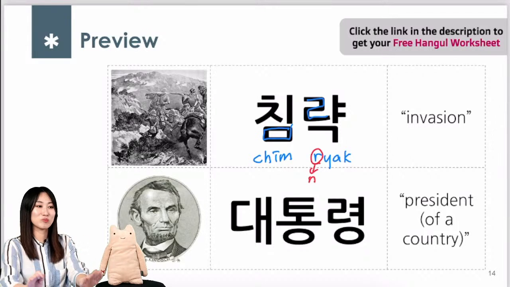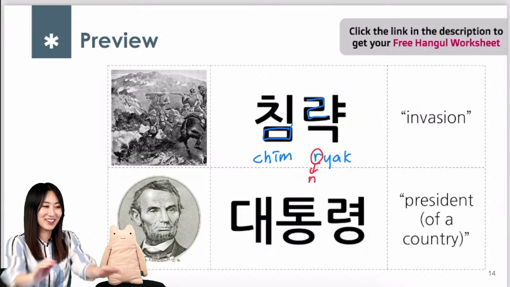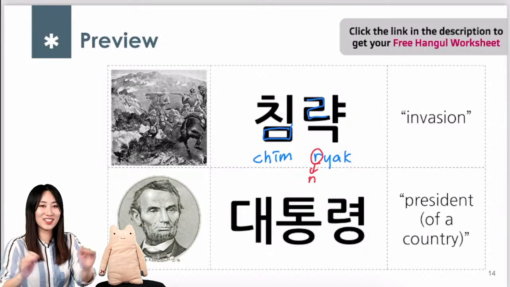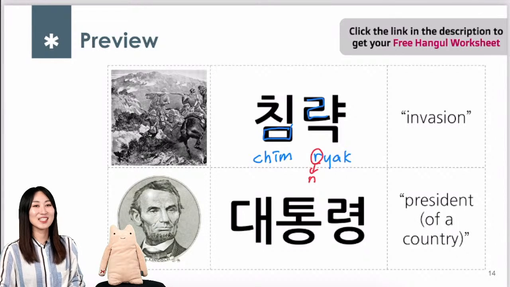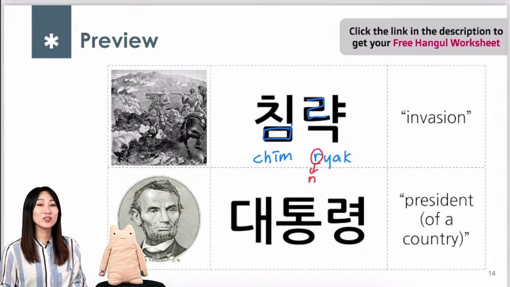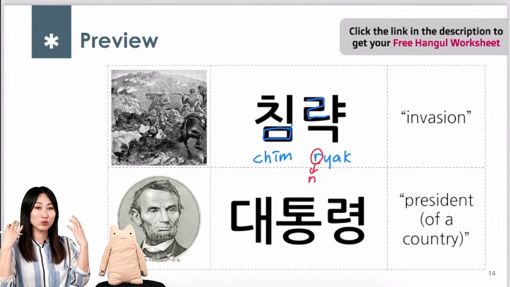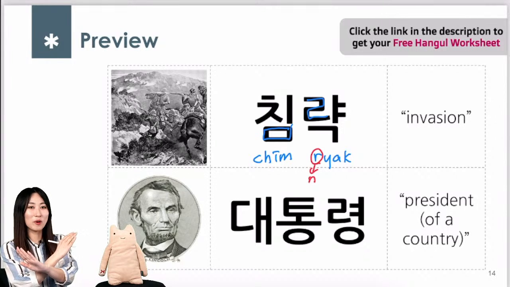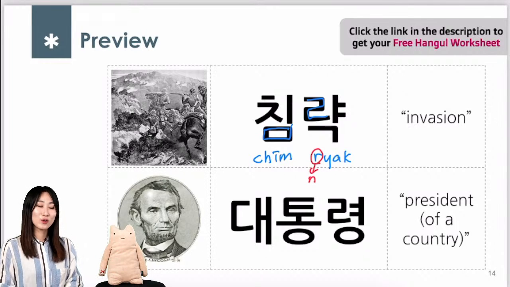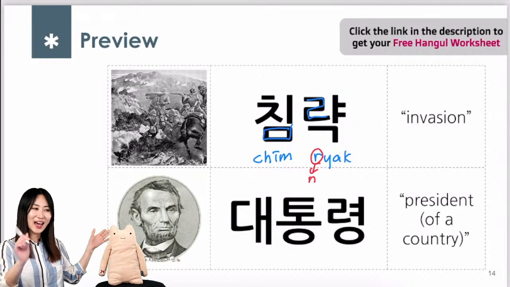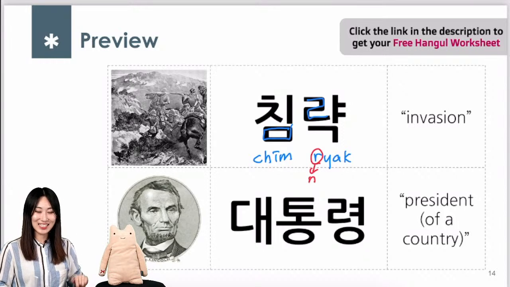I'm invading your brain now, to insert the Korean knowledge. Okay, so 침냑. It's not 침략. And again, Korean people don't think about this rule. No, we don't think about it. It just happens very naturally because it's easier to pronounce. Okay, so next example. Tarana, you got the answer already.